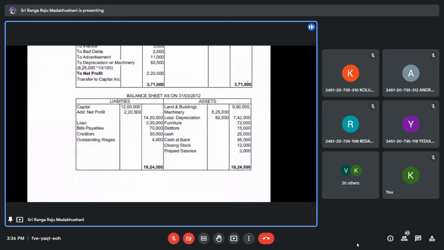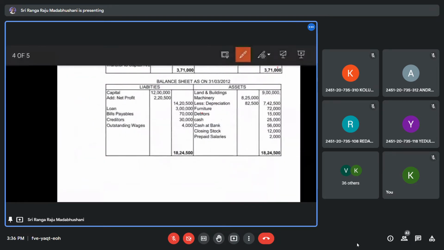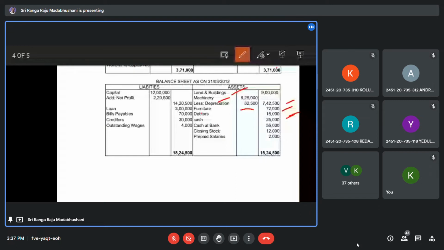So in the balance sheet, land and building, and from machinery we have to subtract the depreciation. Then we have to show the remaining amount. Furniture, debtors, cash, and cash at bank.